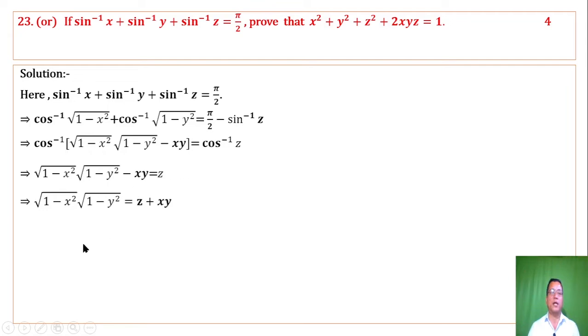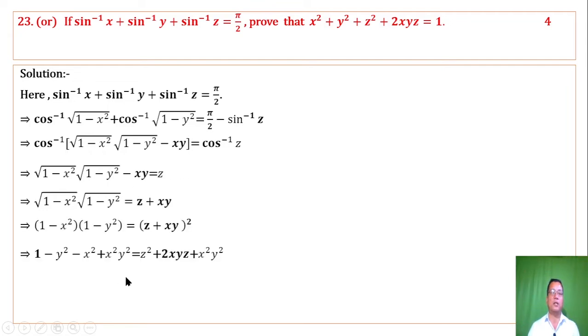Transfer this on the right side and squaring, we get this. Expand and cancel equal terms on both sides. Lastly, we get this, which was to be proved.